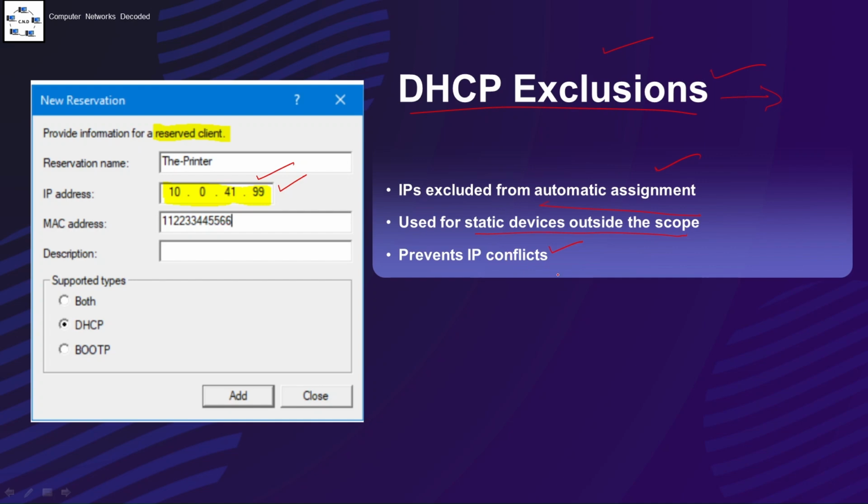So let's suppose you have given a static IP address to a device and you have not excluded the IP address inside the DHCP configuration. So the DHCP server may also assign the same IP address to another device, and you will have a conflict. But once you have excluded this IP address in the DHCP configuration, it will no longer be assigned to any device.